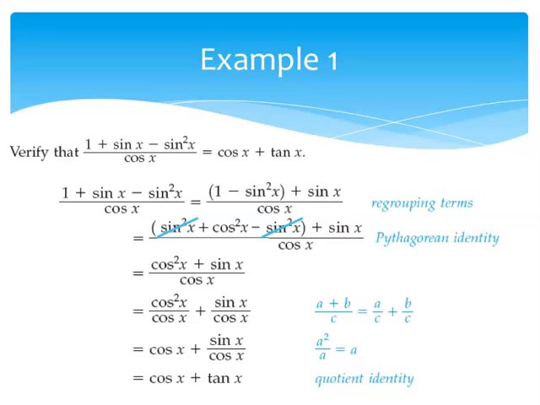So notice that in this example, we did nothing with the right-hand side. We just knew that was what we needed to get at the very end. We started with the left-hand side. We saw things we could rearrange, regroup. We used a Pythagorean identity. We split up the fraction. We divided both of those by cosine. We used the quotient identity. And at the end, we were able to get the right-hand side.